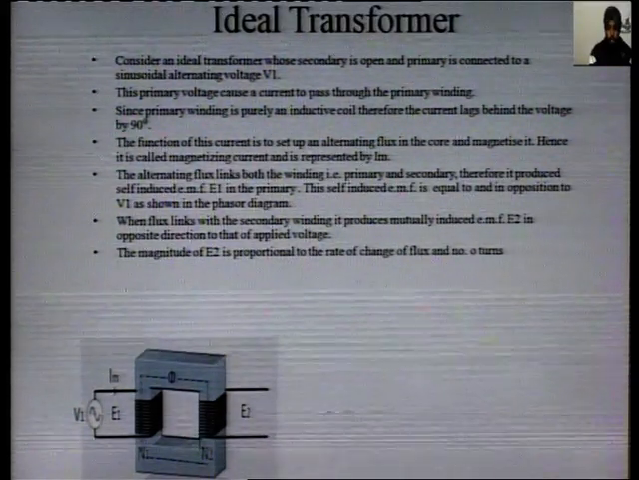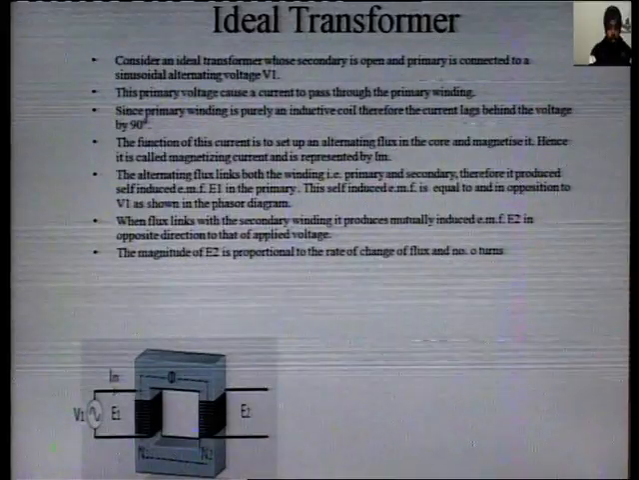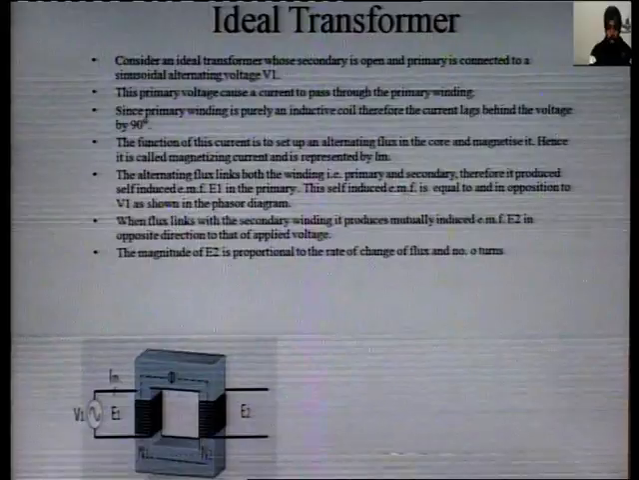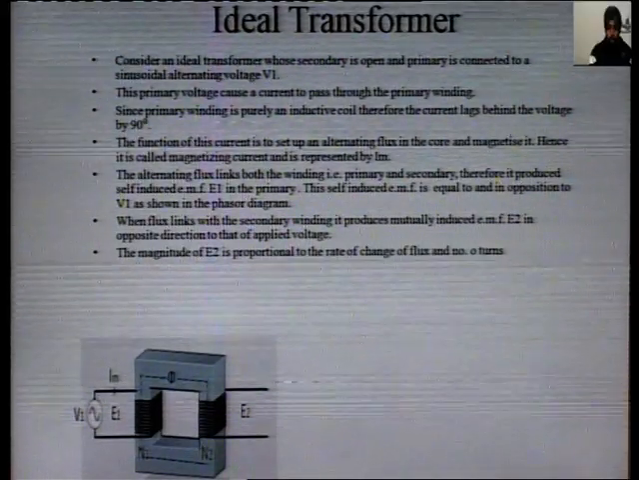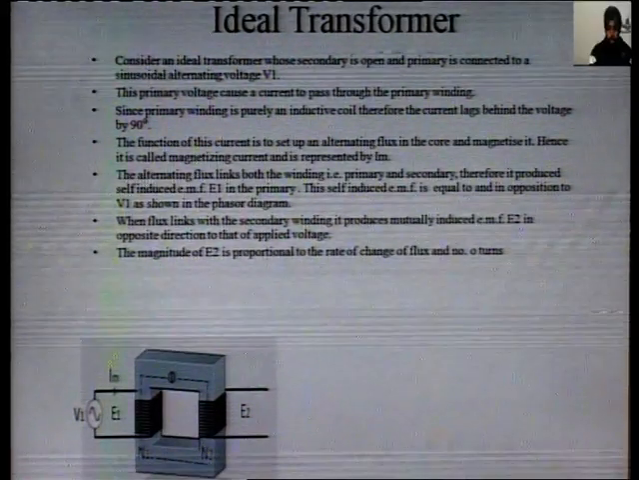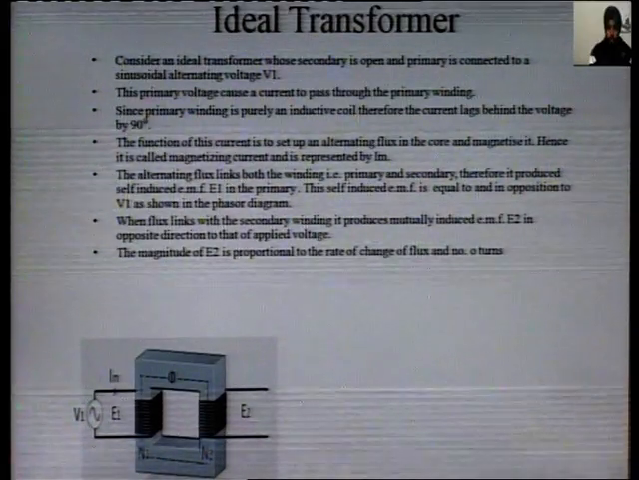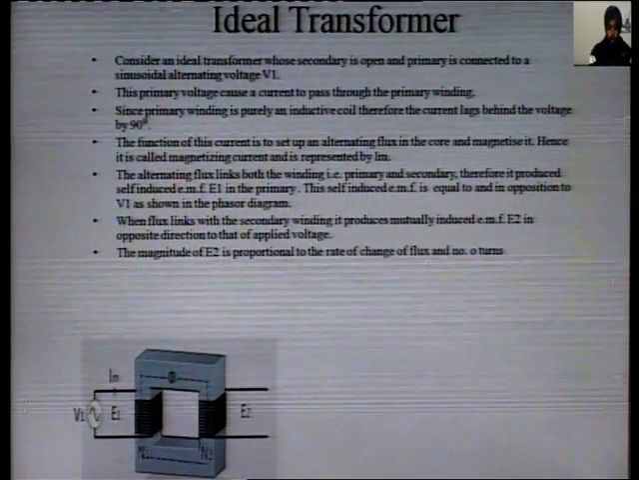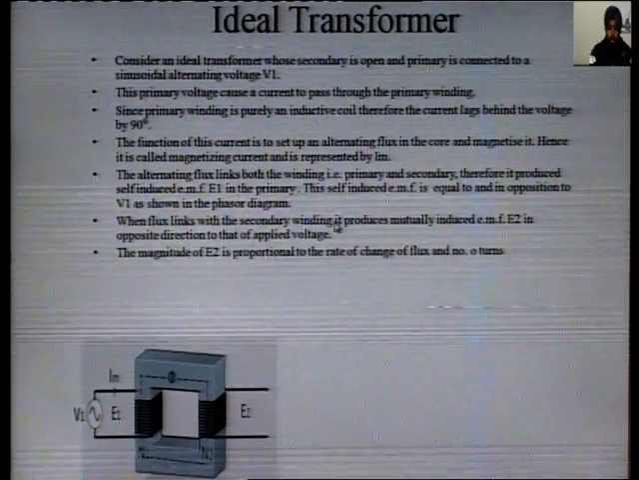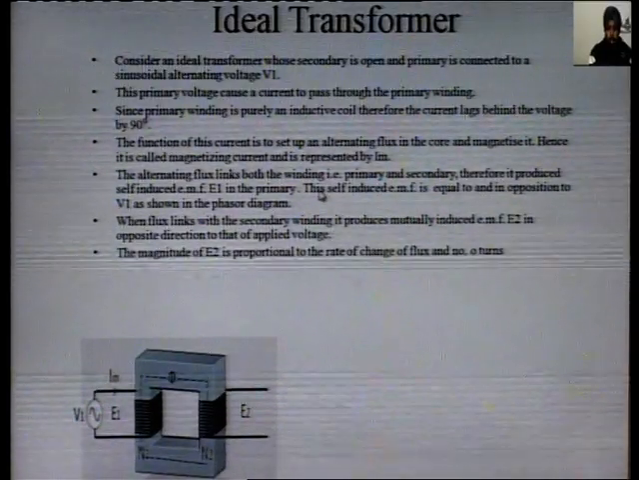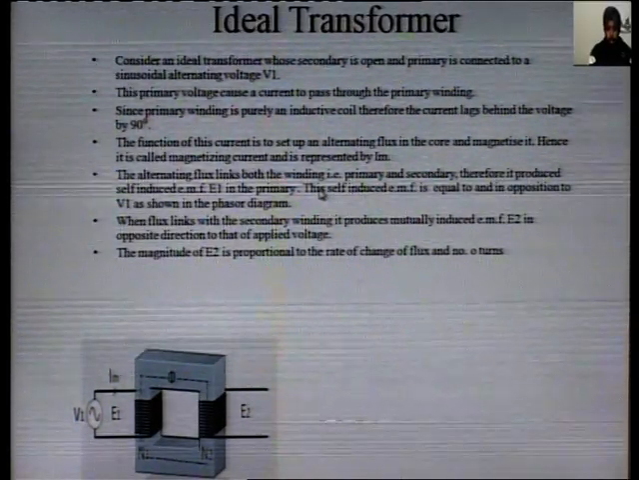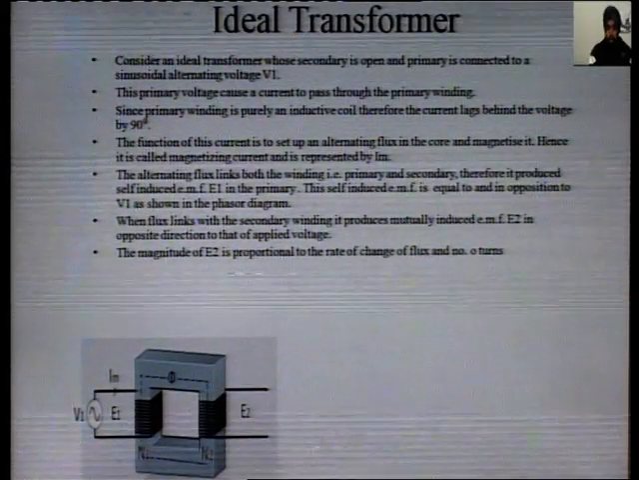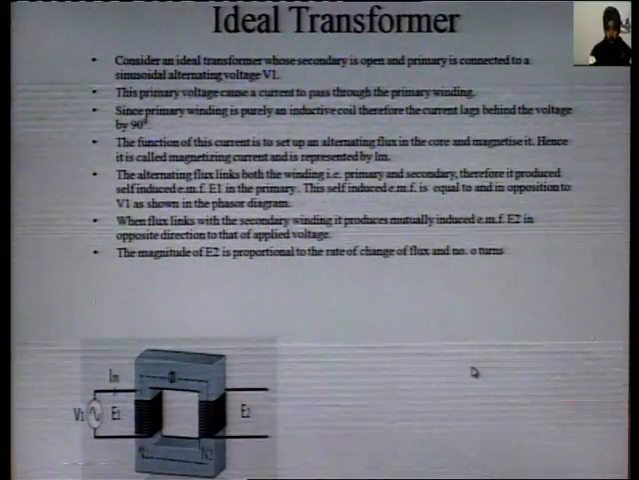is called magnetizing current. The alternating flux links both the winding, that is primary and secondary, therefore it produces self-induced EMF in the primary. This self-induced EMF is equal to and in opposition to the voltage V1. When the flux links with the secondary winding, it produces mutually induced EMF E2 in the opposite direction to that of applied voltage. The magnitude of E2 is proportional to the rate of change of flux and number of turns.